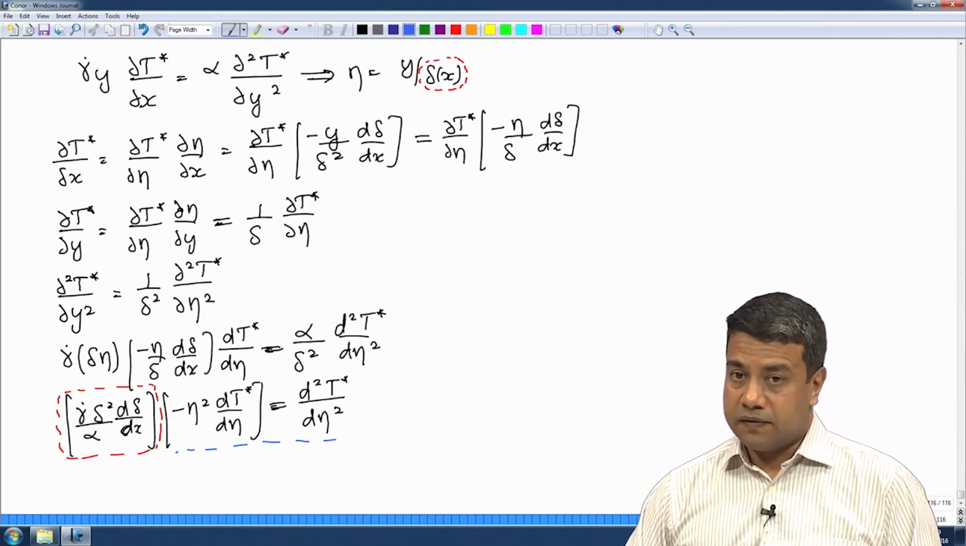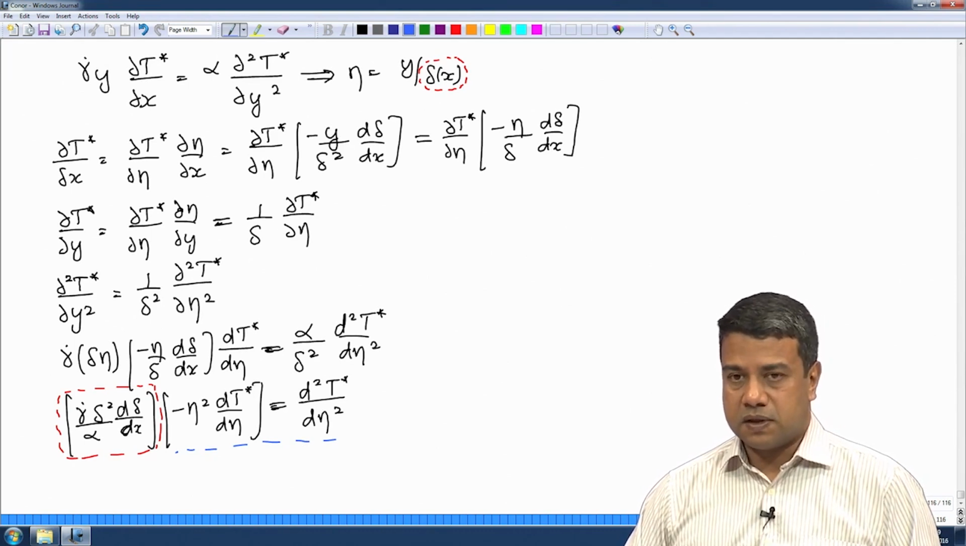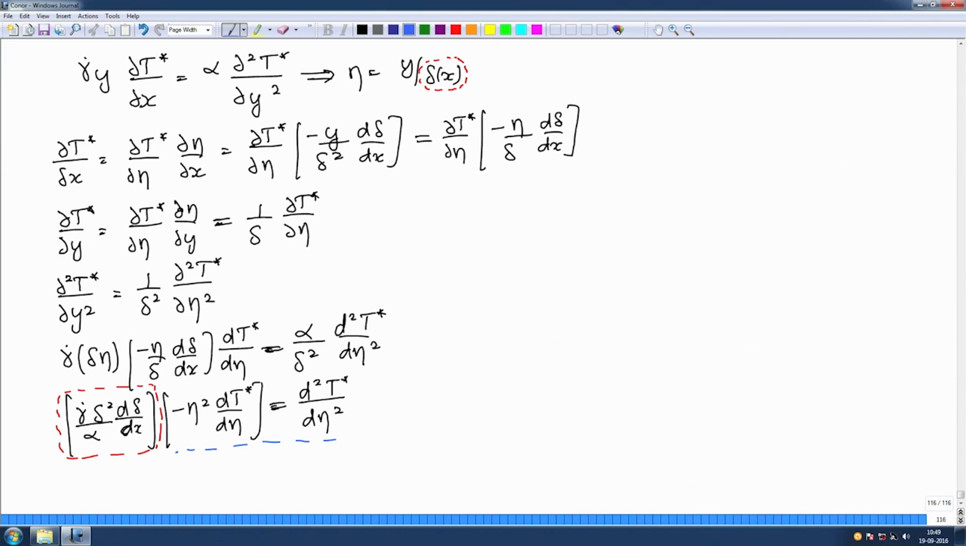How do we get the solution in terms of the similarity variable, and how do we use that to get correlations for the heat transfer coefficient? I will continue this in the next lecture. I will see you then.